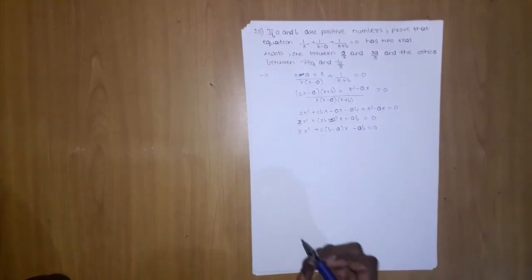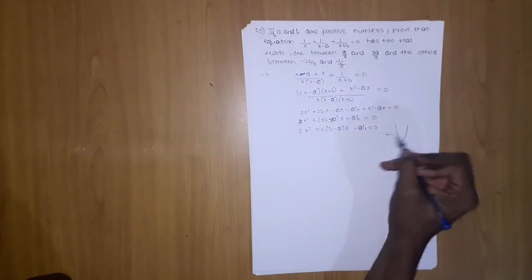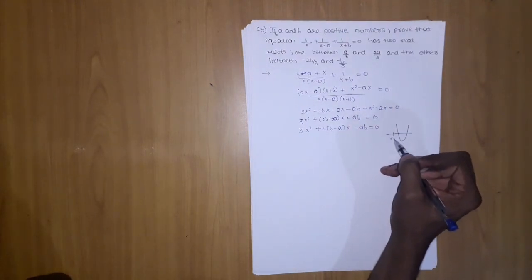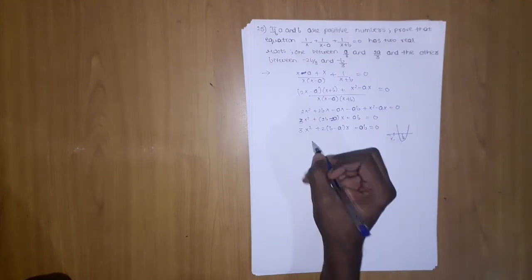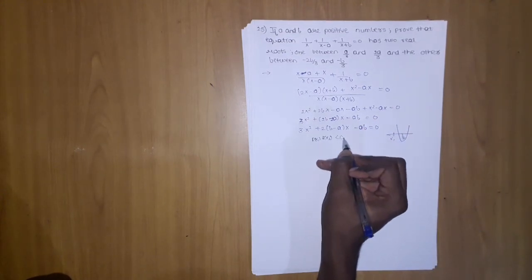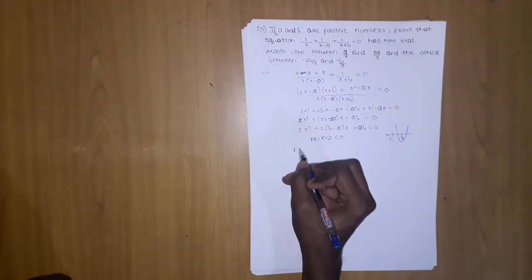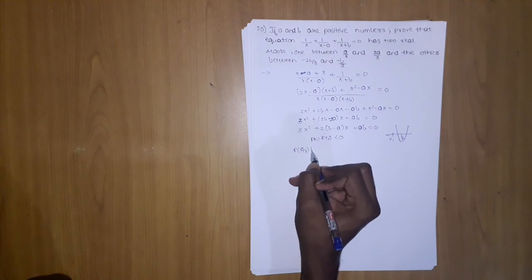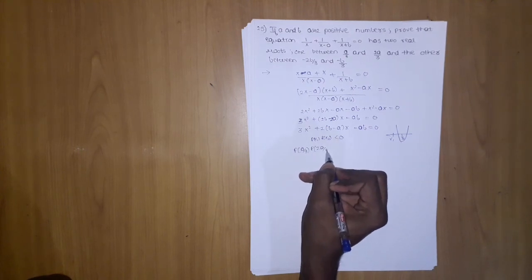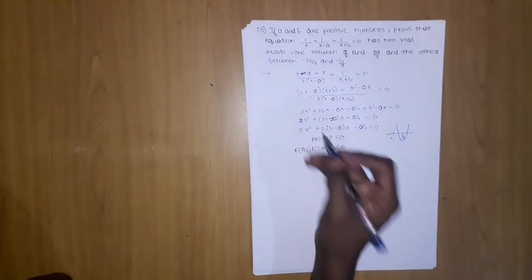Now it is telling one root should lie between a by 3 and 2a by 3. If we consider any parabola and it is telling one root lies between x1 and x2, what is the basic condition? The basic condition is f of x1 into f of x2 should be less than 0. That is what we have studied. So what it means, f of a by 3 and f of 2a by 3 should be less than 0. Okay, so place a by 3 here.